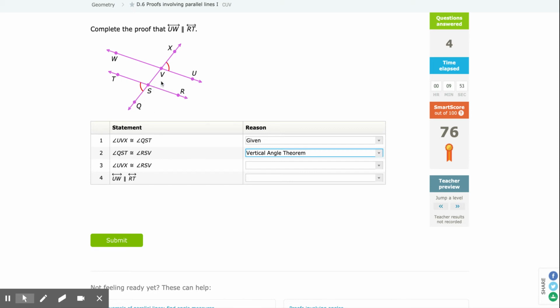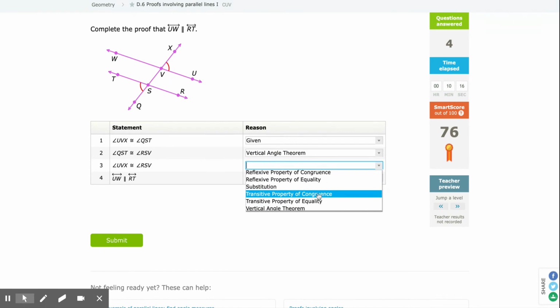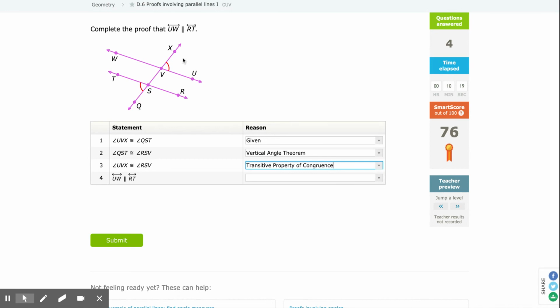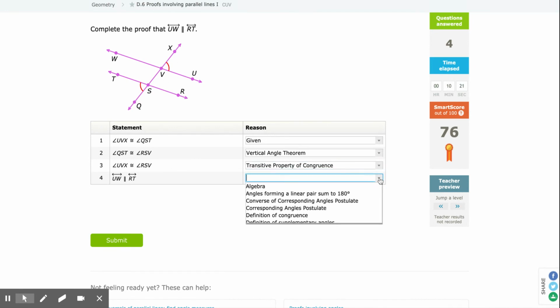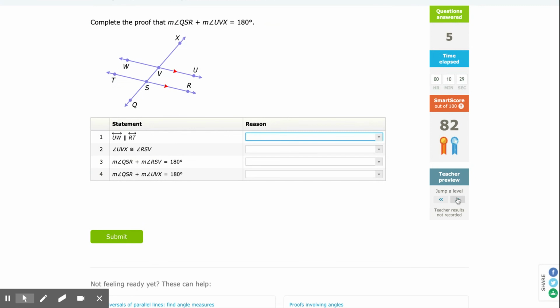Because they are corresponding angles. Let's see, wait. Angle UVX is congruent to, by the transitive property, right? Because we knew that XVU was congruent to TSQ by given, and that was congruent to this angle. So by the transitive property of congruency, we know that they are congruent. Now we have corresponding angles that are congruent. Since corresponding angles are congruent, by the converse of the corresponding angle postulate, we know that they are true.